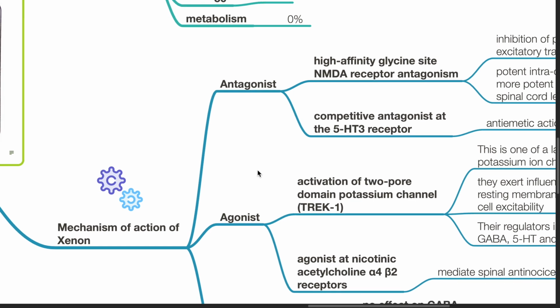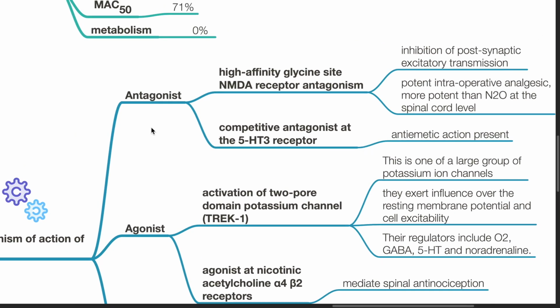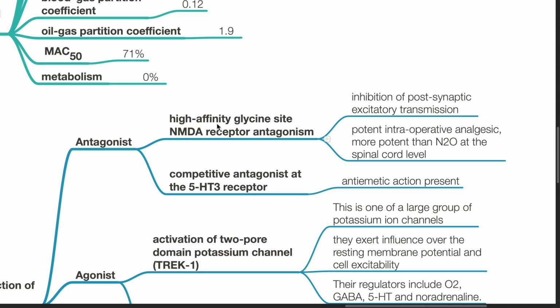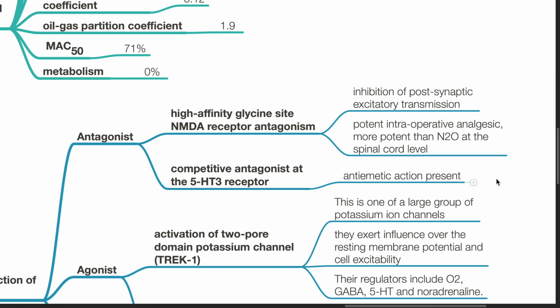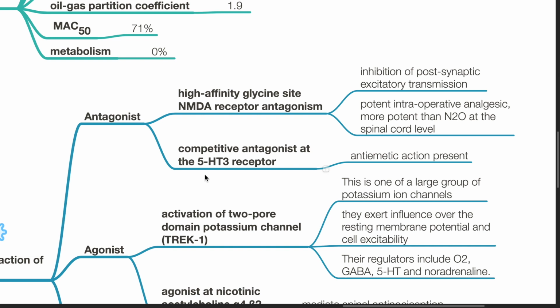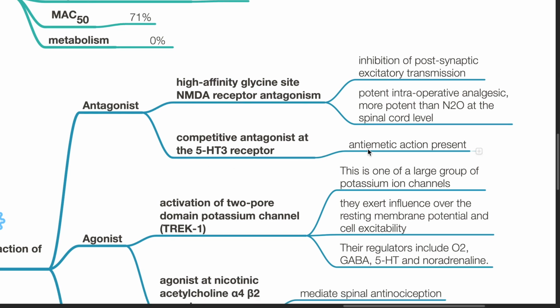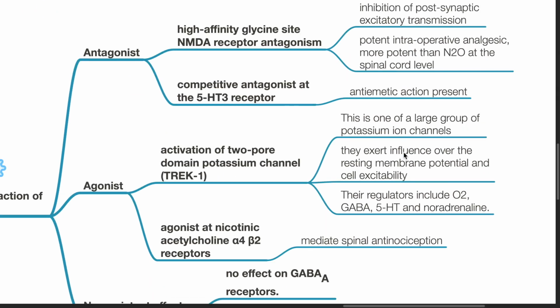Mechanism of action of Xenon. It is an antagonist at the NMDA receptor and serotonin receptor. Xenon has high affinity glycine site NMDA receptor antagonism. There is inhibition of postsynaptic excitatory transmission. Xenon is a potent intraoperative analgesic, more potent than nitrous oxide at the spinal cord level. Antagonism at serotonin receptor means that Xenon has antiemetic actions.